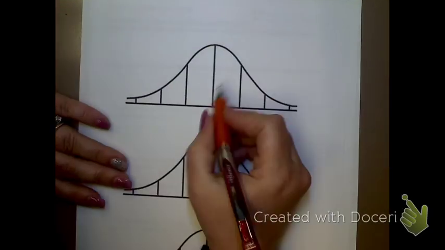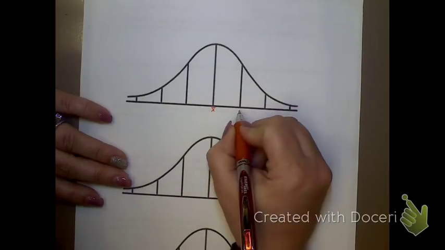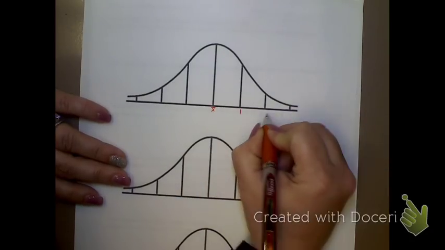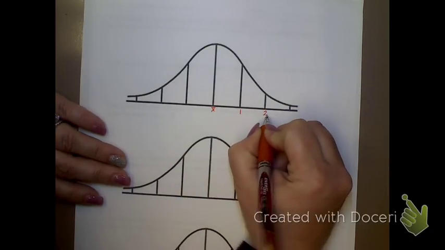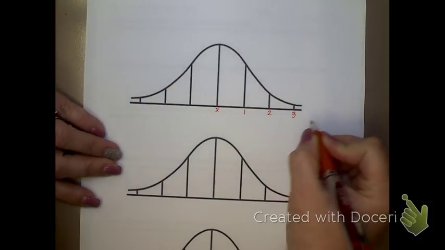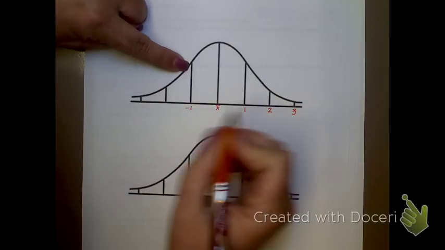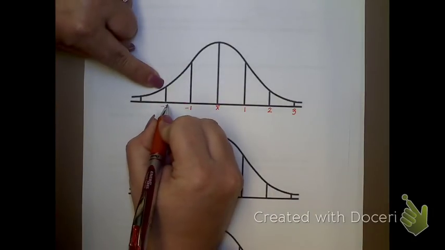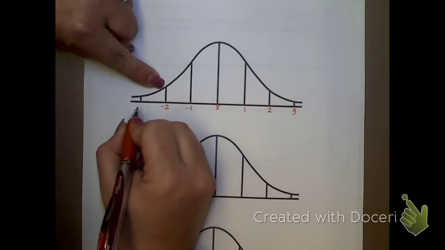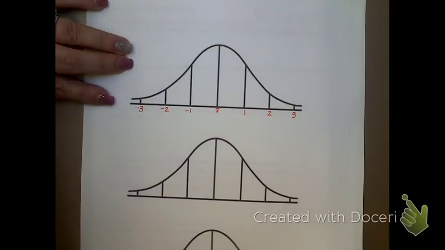So I'm going to start labeling one here. This would be my mean. This would be 1 standard deviation above, 2 standard deviations above, and 3 standard deviations above. And then if I go to the other side, -1 means that's 1 standard deviation below. -2 means that's 2 standard deviations below. And -3 means that's 3 standard deviations below.